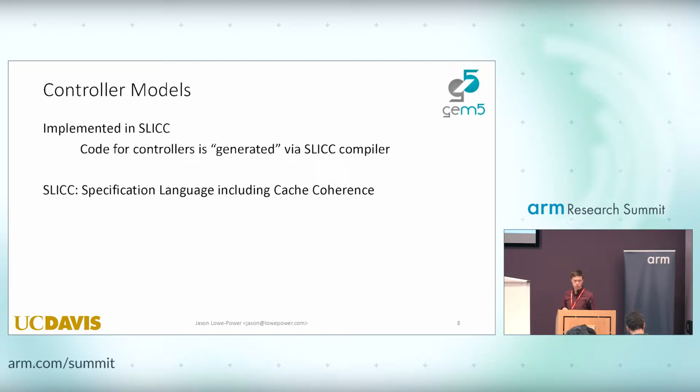Okay, so let's dive into how you create one of these controller models. And this is really where I'm going to spend most of the time talking today. So as I mentioned, they're implemented in this language called SLICC. And so the actual code for the controllers is generated via the SLICC compiler. SLICC is a source-to-source compiler that takes SLICC code and generates Python and C++ code. Then that Python and C++ code is compiled into gem5 when you run scons.